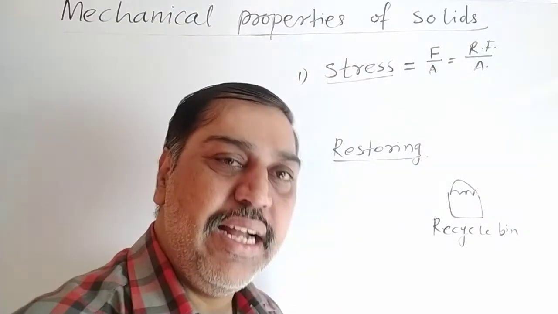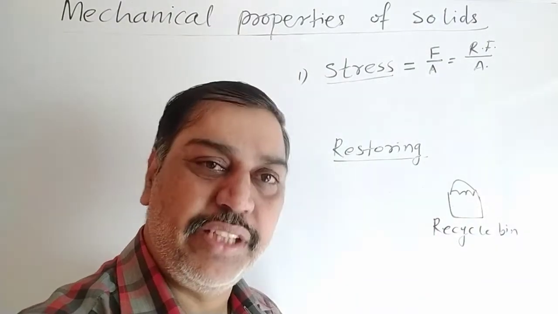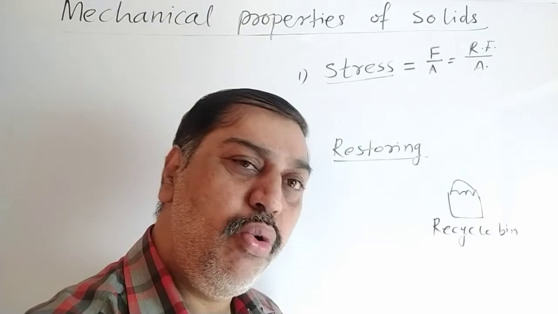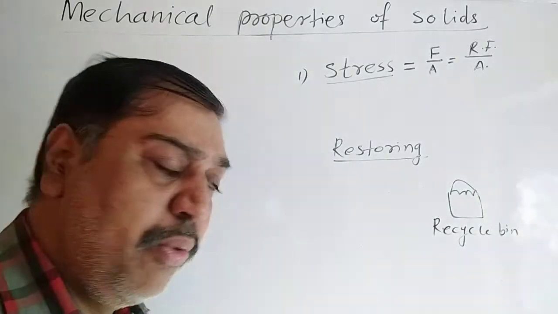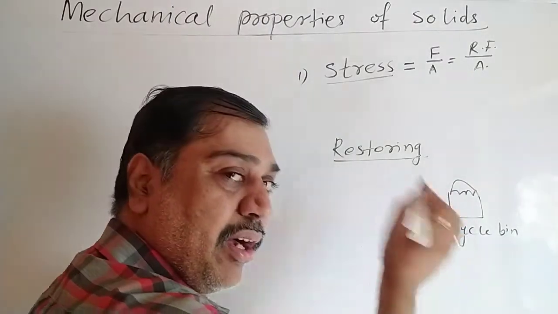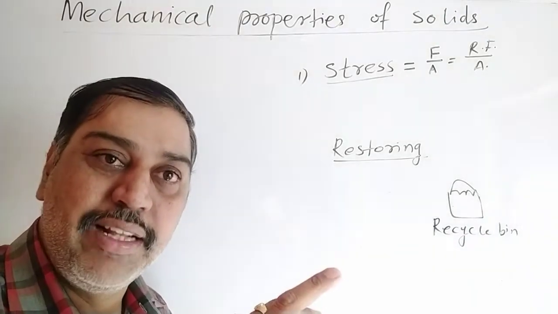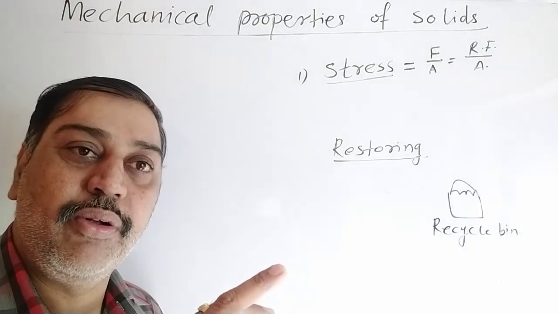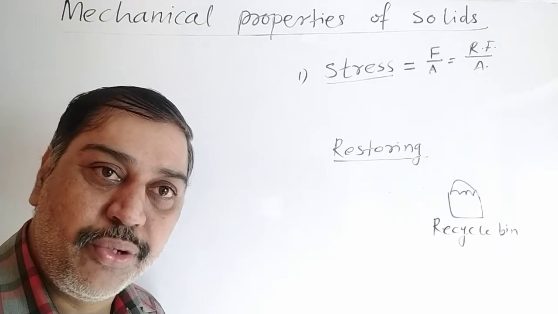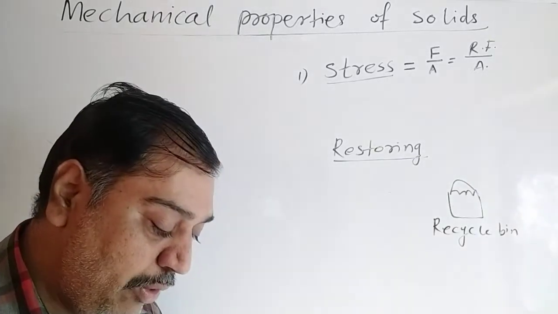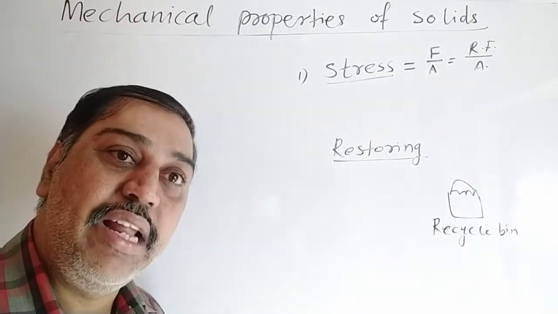Suppose some file gets deleted by mistake, and we want to restore it. What should we do? We have to go to the recycle bin, click on that file, right click with the mouse, and just click on restore. Once you do, the file automatically goes to the place from where we deleted it.